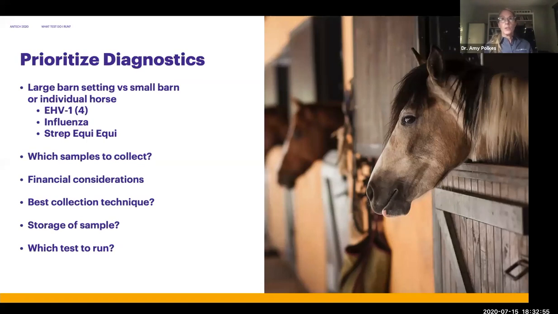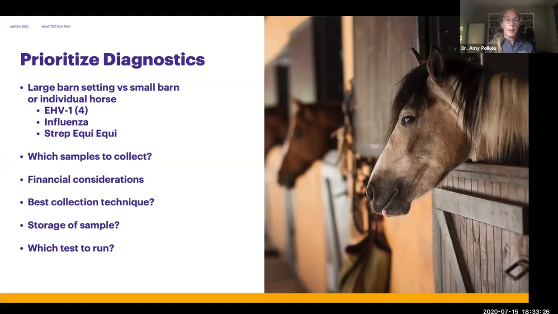So, back to how we are going to do this. I think these are some of the things that we all think about, and they're really important. That is when we're going to prioritize what diagnostic we're going to run for respiratory disease. Is it a large barn setting or a small barn with individual horses? That's certainly going to make a difference as to how we feel that we need to get a diagnosis. If it's just 2 horses in the backyard, or you're worried about a huge boarding barn, that can make a difference.